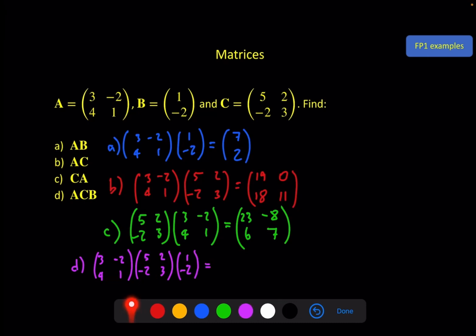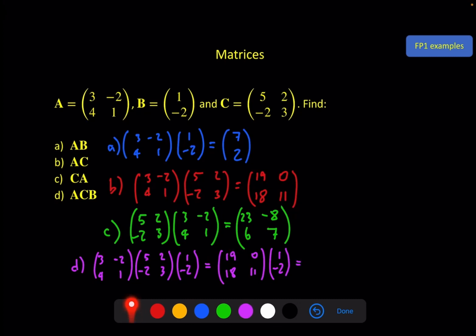Now that we've got them in the correct order, I could either do this times this first, and then do this times the result, keeping this on the left, or this times this first, and then do the result times this, keeping this on the right. And because I already have the result of A times C from part B, I'm going to do this. So quickly write that out. We've got 19, 0, 18, 11, and then B must still be on the right of that result.